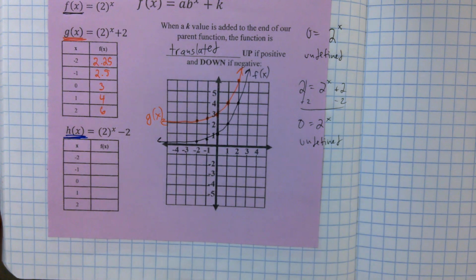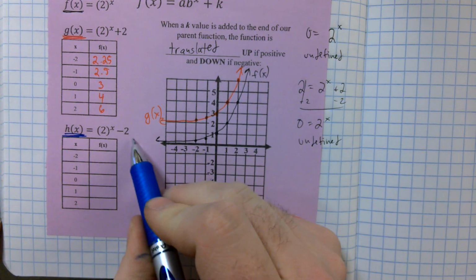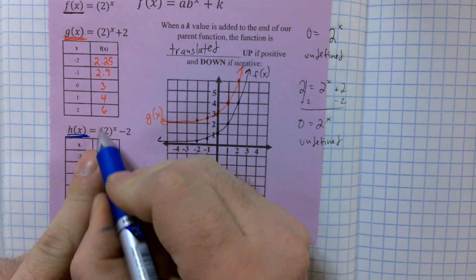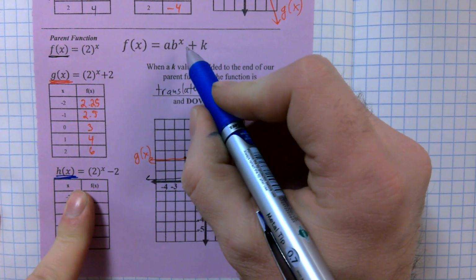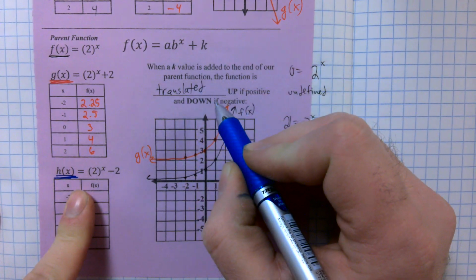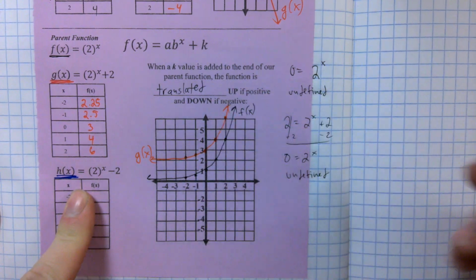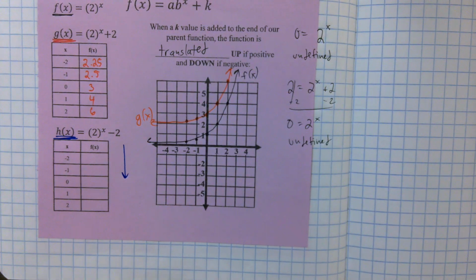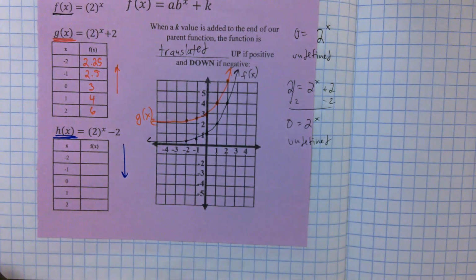Let's do h of x. Now I'm subtracting 2. What do you think is going to happen to my parent function here? It's going to be translated 2 units down. We're not going to compress. Compressing is changing the number in front. But if I have this number in back and I'm subtracting, I have a negative number, what direction do you think I'm going to go? Down. 2 units down. This one I went up. This one I'm going to go down.